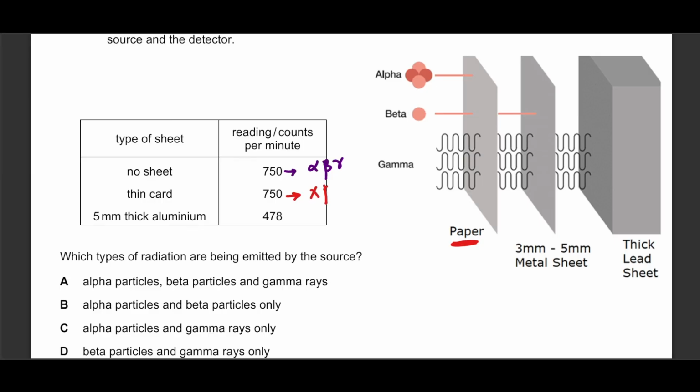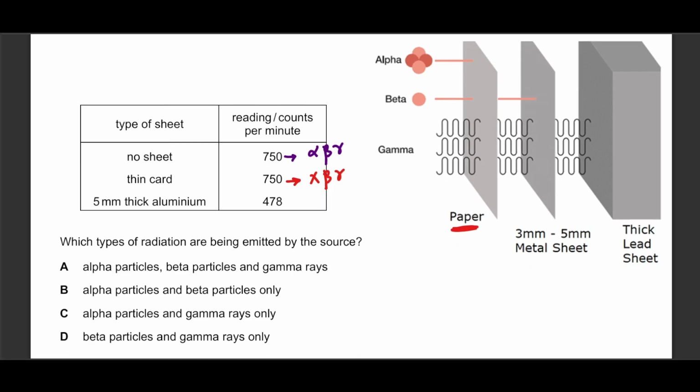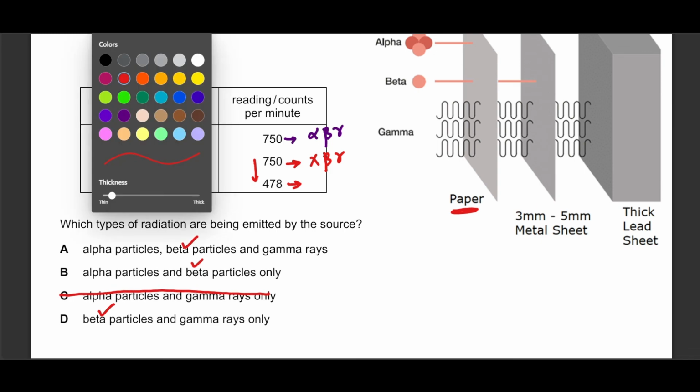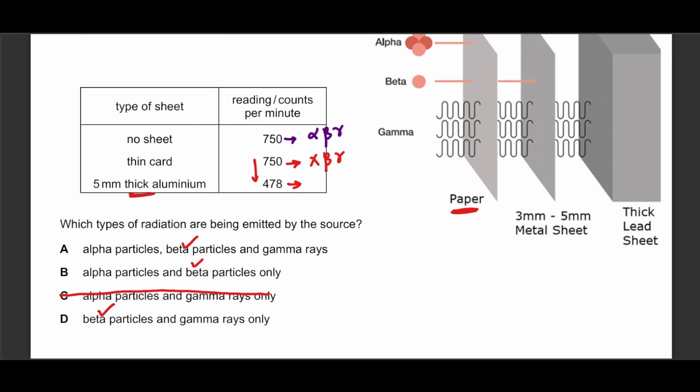I'm still suspecting it should have beta and gamma. When he places a thick aluminum sheet, the value reduces from 750 to 478, which confirms that beta is present. Beta is present, I can agree to that. But since there is no beta in C, I'm cancelling out C. And we have narrowed it down that alpha is also not present. Option A and B also get cancelled out.